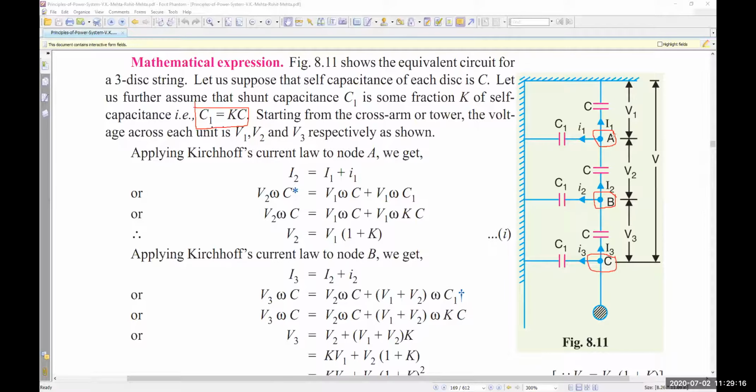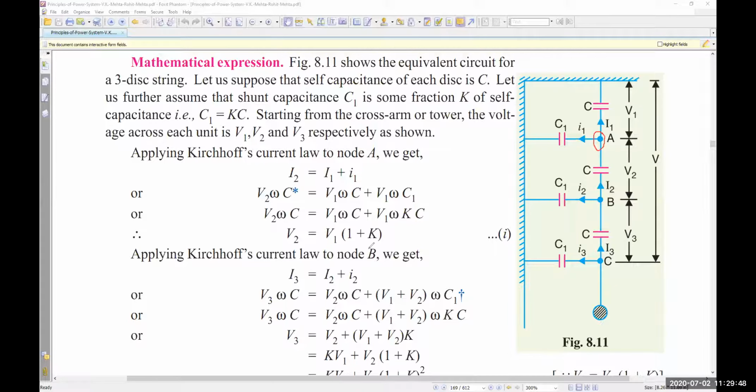See. At point A, let's apply KCL, Kirchhoff's current law. So here, how many currents are there at point A? Three. Sir, one is entering and two are leaving. Exactly. So I2 is entering. That means I2 is equal to I1 plus small i1, right? Yes, sir. Okay. In place of I2, we can write V2 omega C.